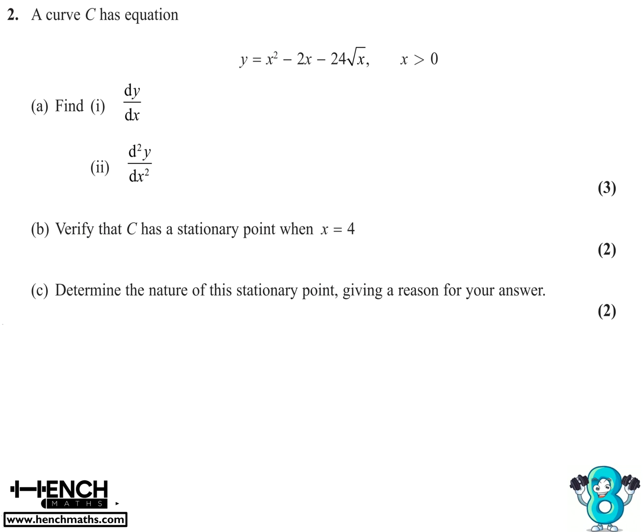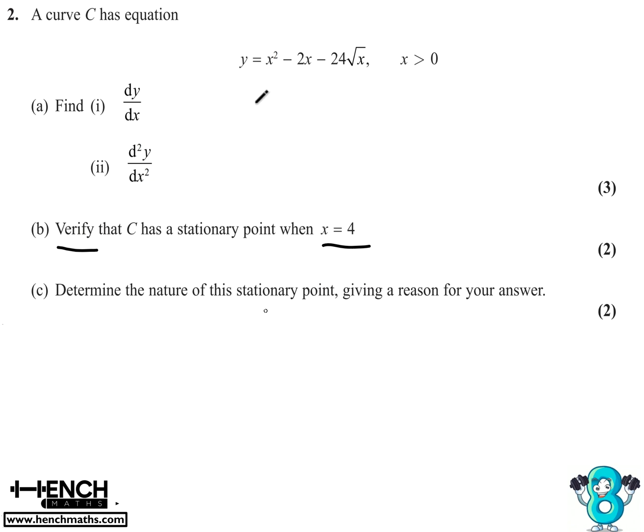Question 2. A curve C has equation y equals x squared subtract 2x subtract 24 root x. It wants us first of all to find dy by dx and d2y by dx squared, so the second derivative. We also then need to verify that it has a stationary point, which means you can just sub numbers in, and determine the nature of the stationary point.